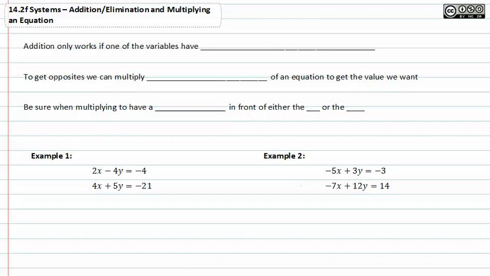Another way of solving systems of equations is by multiplying an equation. Addition only works if one of the variables have opposites. To get opposites, we can multiply both sides of an equation to get the value we want.